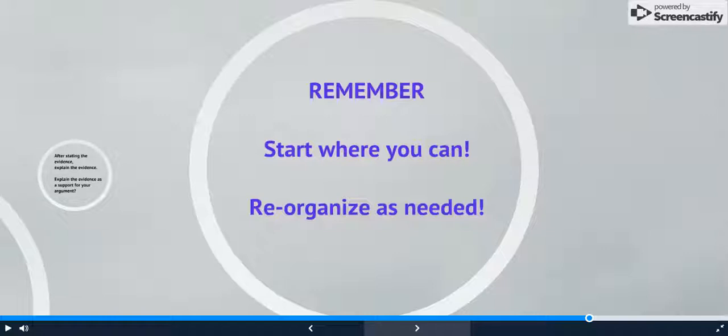Remember, start where you can and reorganize where you need. This is all a work in progress.